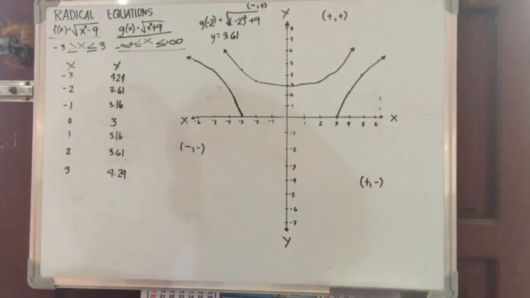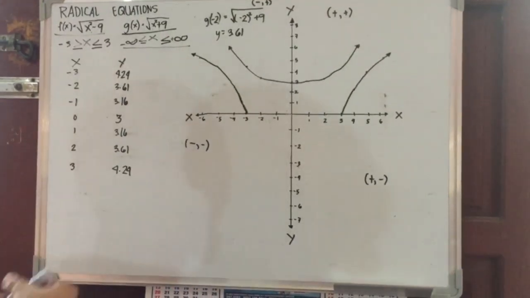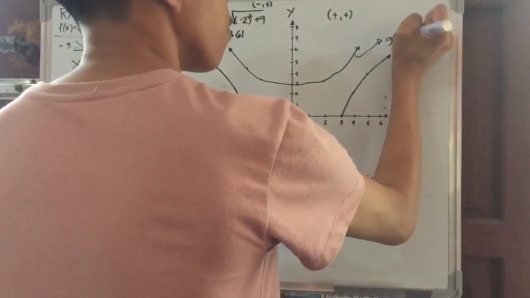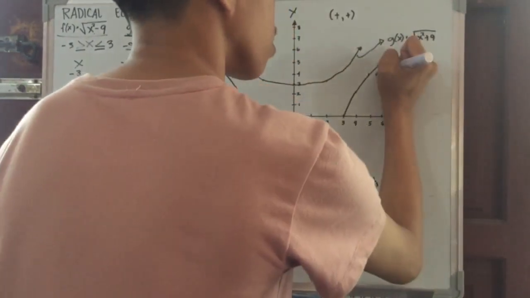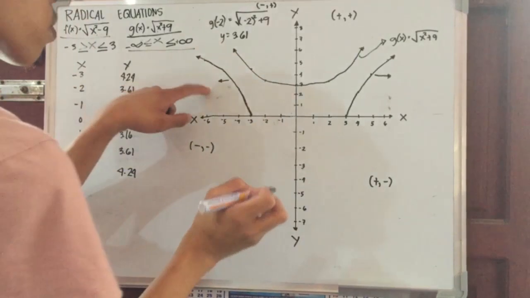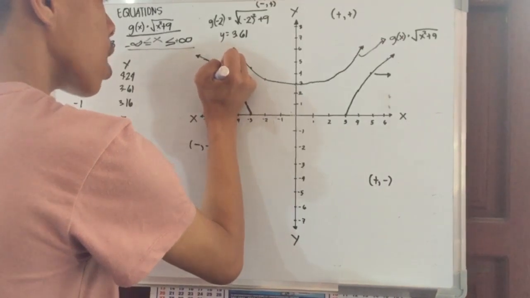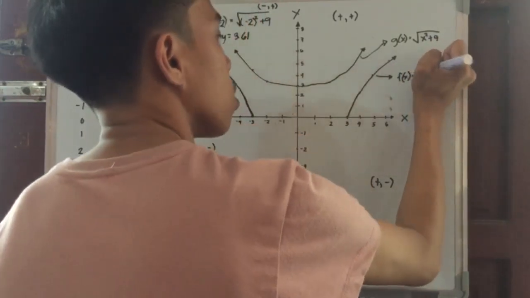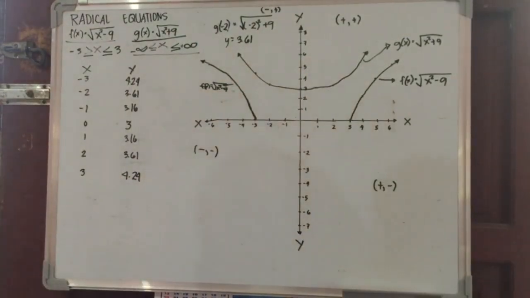F of x is equal to square root of x squared minus 9, and g of x is equal to square root of x squared plus 9. So this one is the graph for our function g of x equals square root of x squared plus 9. And these two here are the graph for our function f of x equals square root of x squared minus 9. So that's it.